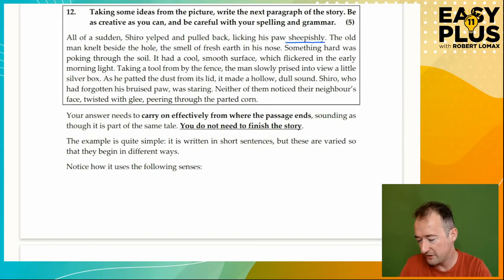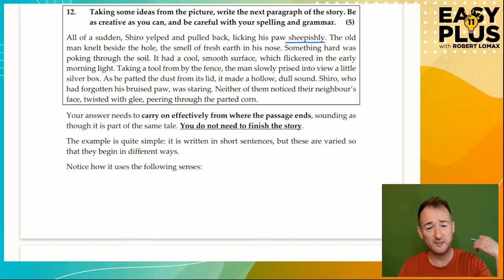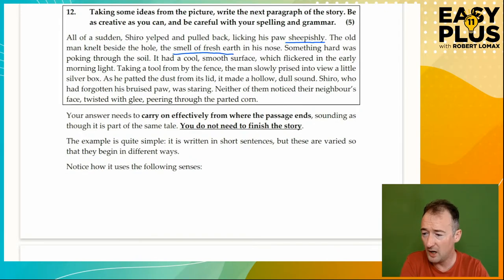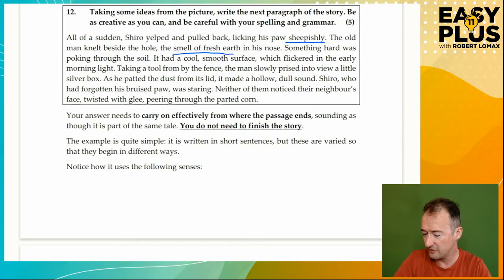The old man knelt beside the hole, the smell of fresh earth in his nose. So notice that I'm doing something I'm always encouraging people to do in their creative writing, which is using the five senses so that the reader can imagine that they're there. The smell of fresh earth is something everyone can imagine. And it helps us to really imagine ourselves next to this hole, the earth all turned over, and there's this slight loamy smell.